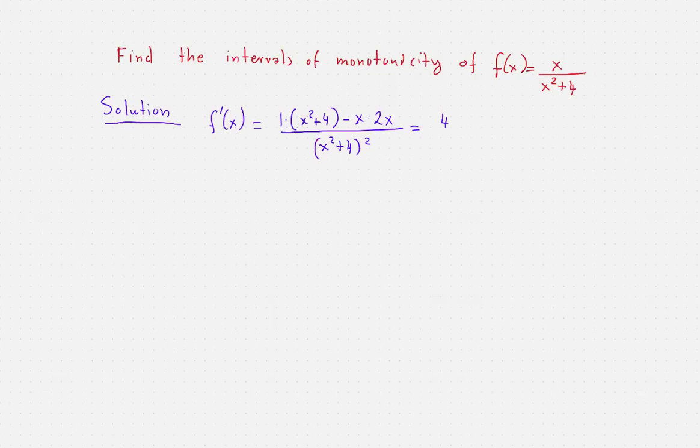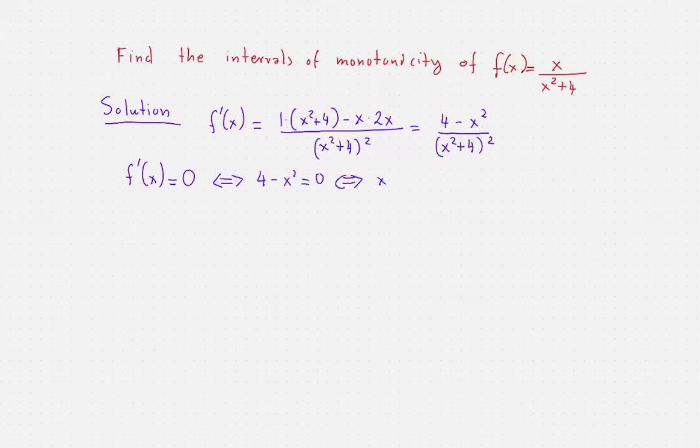We set the derivative equal to 0. And the only way that the derivative, which is a fraction, can be equal to 0 is if the numerator is equal to 0. And this implies that x will be plus or minus 2.